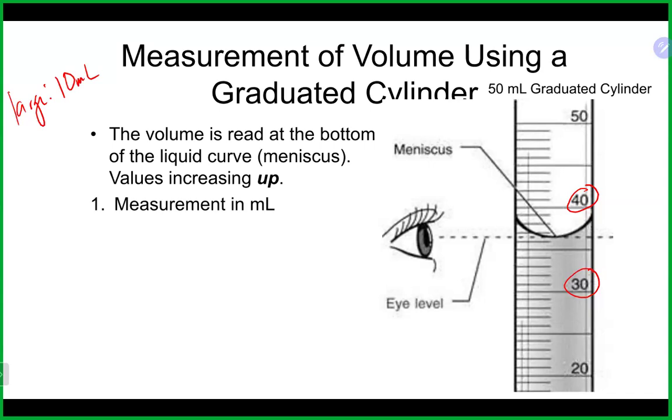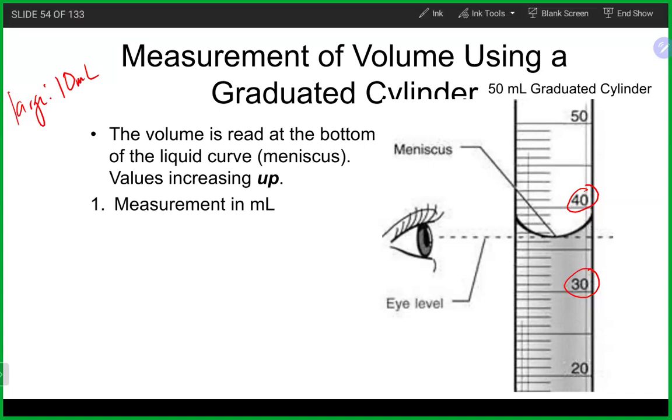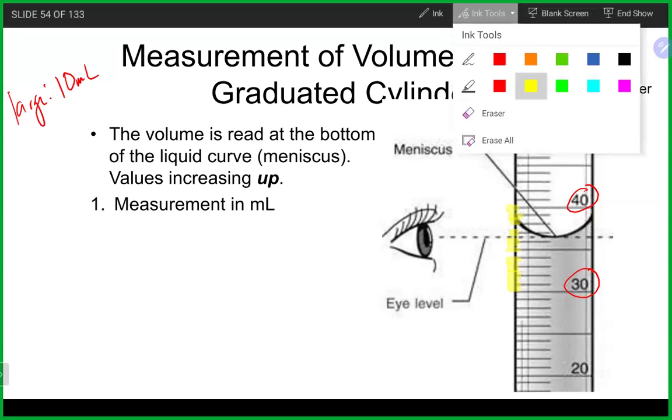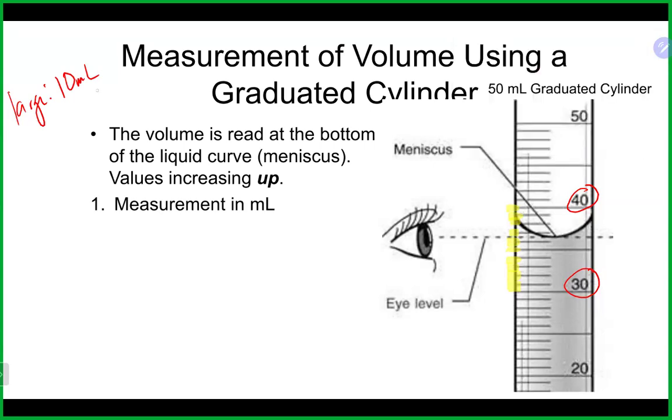If we count up the smaller markings between those, we again would start around here. So that's 1, 2, 3, 4, 5, 6, 7, 8, 9, and 10 markings as we go up that way. So we've got 10 markings, which tells us that each of the small markings is going to be 1 milliliter.